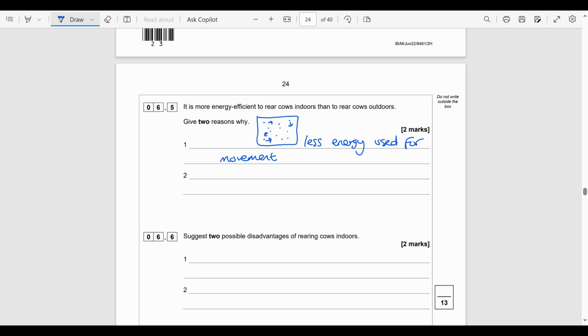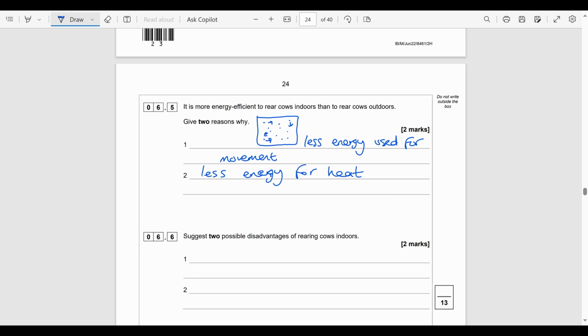So then if less energy is used for movement, more energy is going to be used for growth. The second reason, if these cows are kept indoors, because they're closer to each other, they'll be able to keep each other warm. So any heat that's lost from one cow will be transferred to another nearby cow. That means they'll be able to use less energy for heat. And those are the 2 reasons.